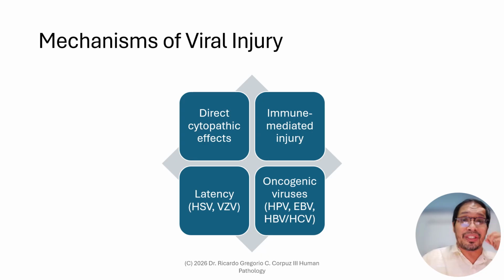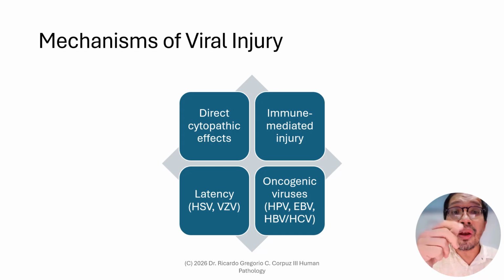Mechanisms of viral injury. The major ways viruses damage host tissue. Unlike bacteria, viruses rely entirely on host cells for replication. So much of the injury comes from how they manipulate or destroy those cells, or how the immune system reacts to them. Direct cytopathic effect.